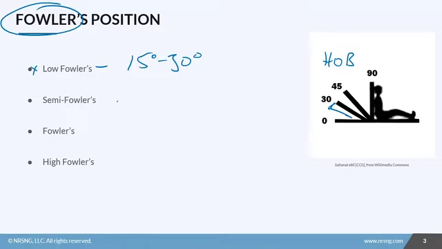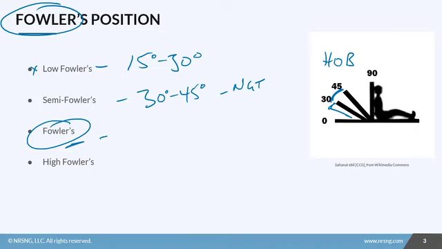Semifowler's is a little bit different. Semifowler's is 30 to 45 degrees in this area. You're probably going to see patients that have had abdominal surgeries or those with NG tubes, and sometimes you even want to set them a little bit higher than that. Another one is Fowler's, and this is going to be your go-to for the majority of your patients. This is 45 to 60 degrees in kind of this area right here. The majority of your patients are going to be sitting here.